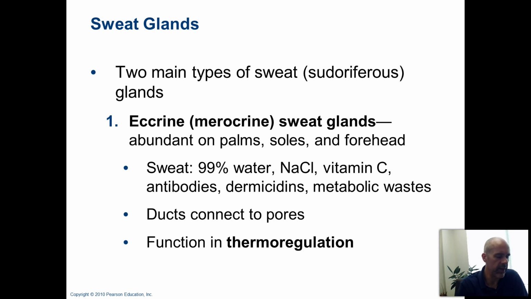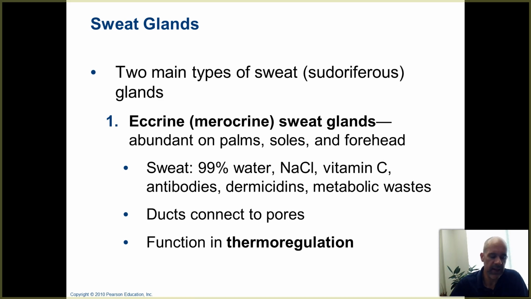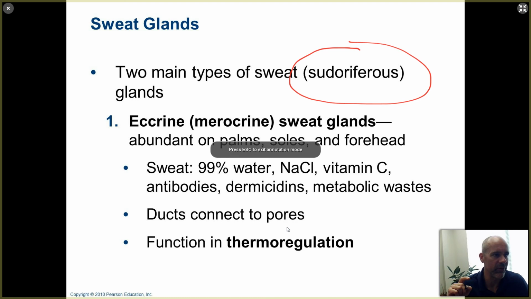Alright, so let's talk a little bit about sweat glands. There are 2 main types of sweat glands. Another term for sweat gland is sudoriferous glands. And I know on the Mastering A&P homework, don't forget that sweat glands equal sudoriferous glands, because sudoriferous is used quite a bit on those review exercises.